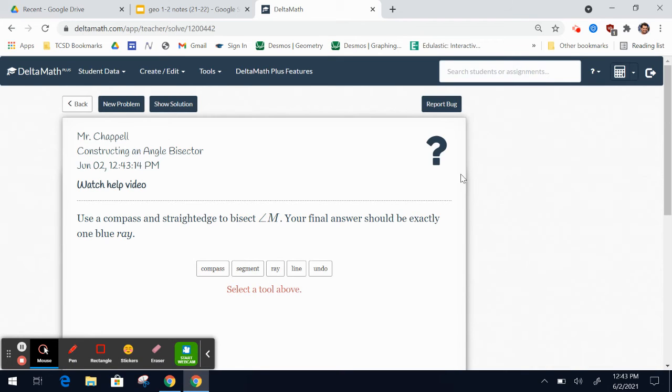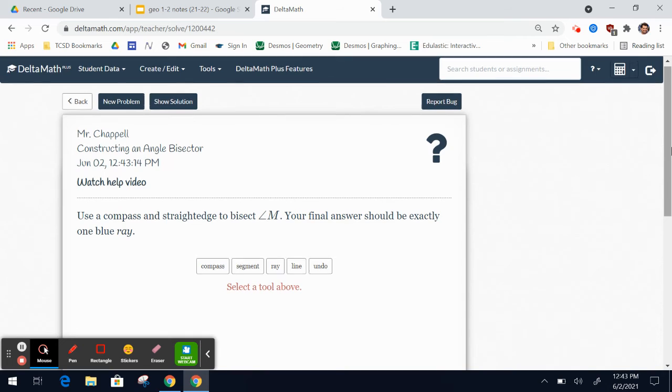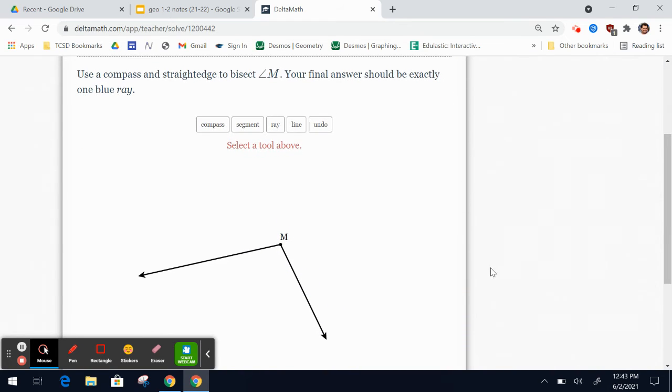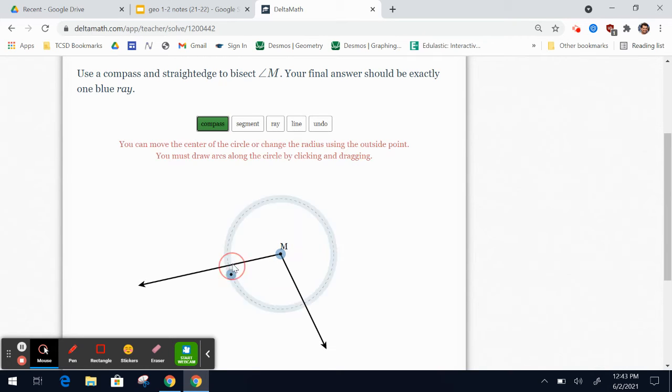All right, so use the compass and straight edge to bisect angle M. Your final answer should be exactly one blue ray. All right, so we're going to take the compass tool, put it on M, go down M some amount, and I'm going to draw one big arc going across M.